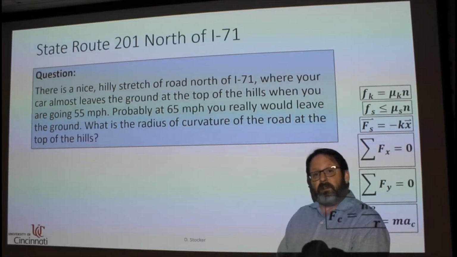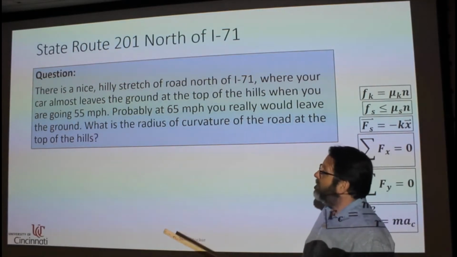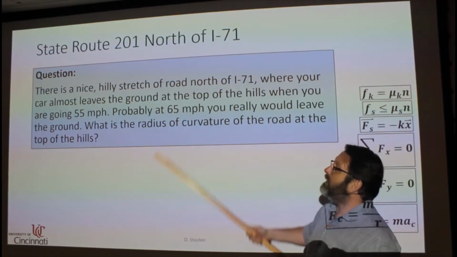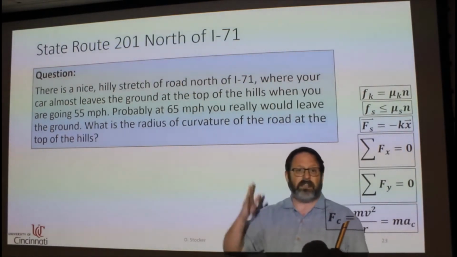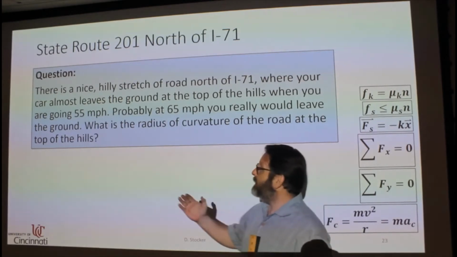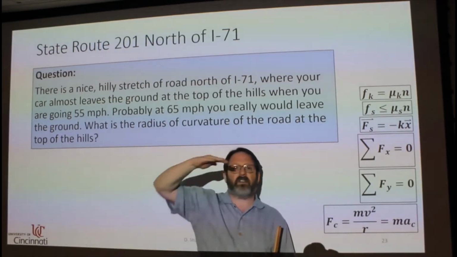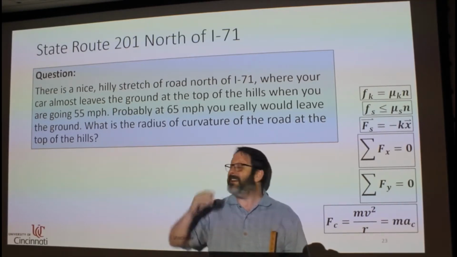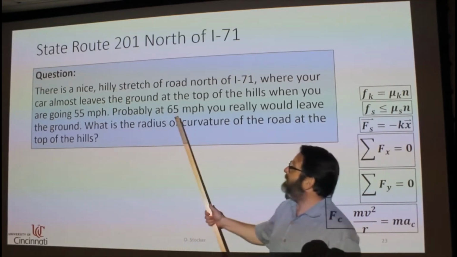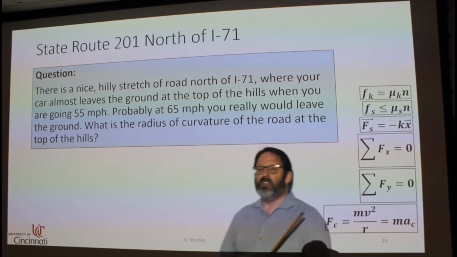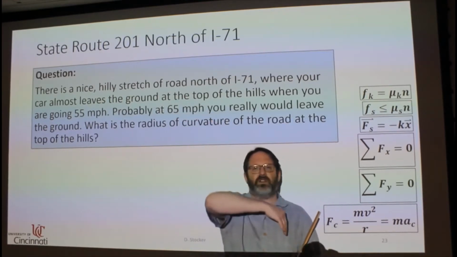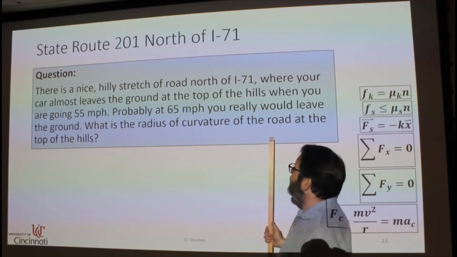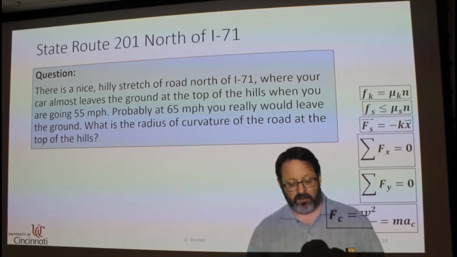In this video, I'll go through this example, solving this. So here, State Route 201, north of I-71, the road is really hilly. And there are some hills where, as you go across the top of the hill, your car almost leaves the ground. And I'm guessing that if you were going 65 miles an hour, you really would leave the ground as you went over the top of the hills. So then the question is, what is the radius of curvature of the road over the top of the hills?